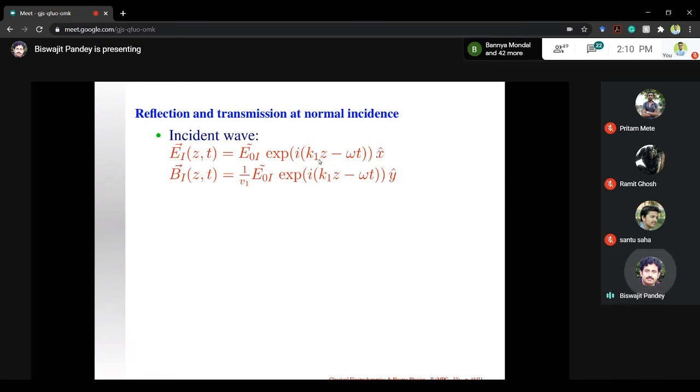And K1 is the wave vector. Since it is propagating along z direction, that's why z is there, right? Minus omega t as usual. It's a standard plane wave solution.